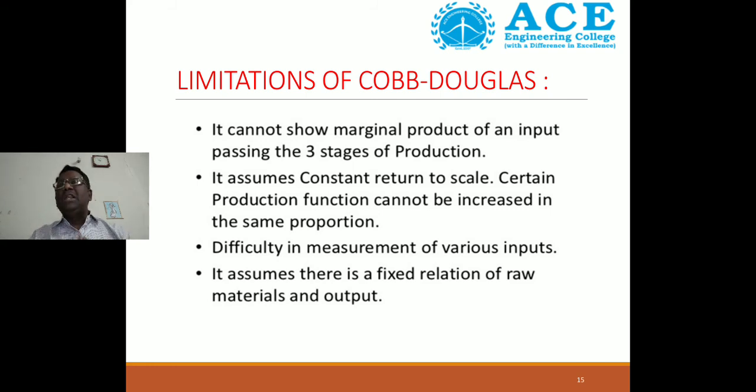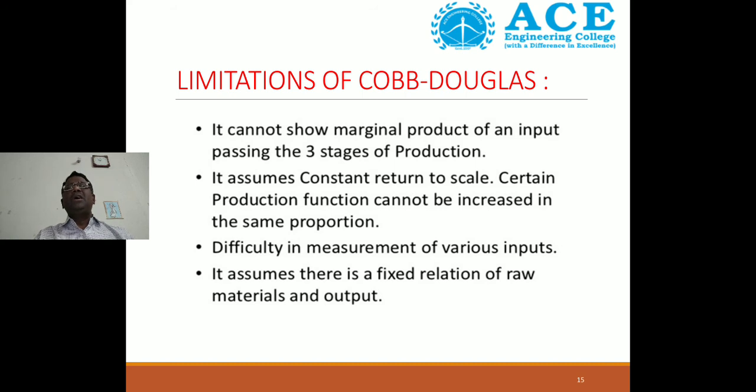So what are the limitations of Cobb-Douglas? It cannot show the marginal product of an input passing through the 3 stages of production. It assumes constant returns to scale. Certain production functions cannot be increased in the same proportion. Difficulty in measurement of various inputs. It assumes a fixed relation of raw materials and output.